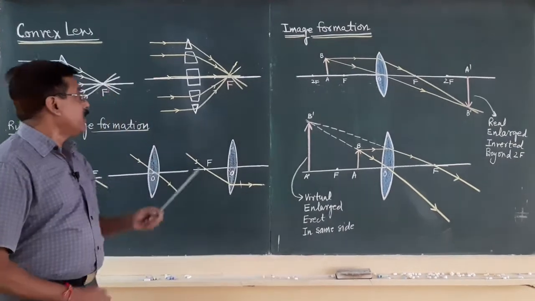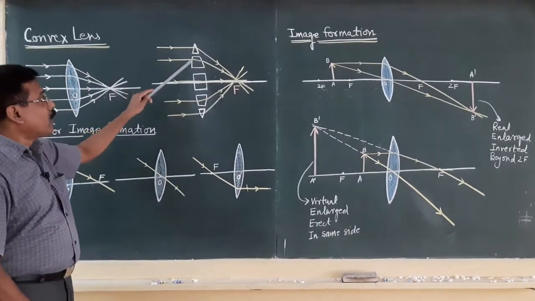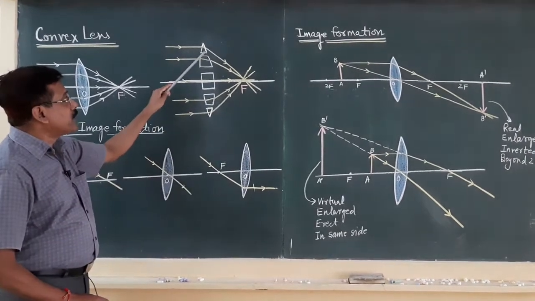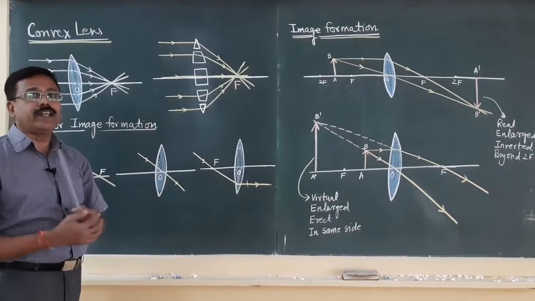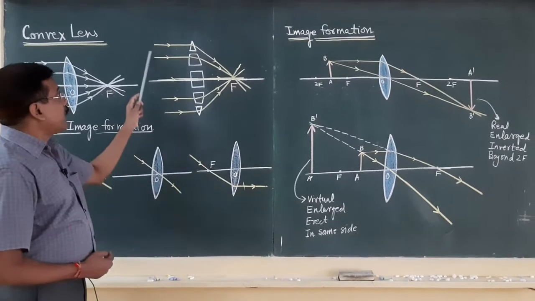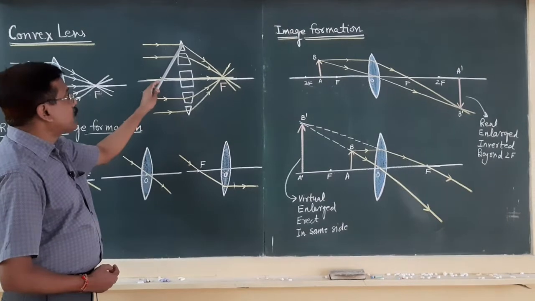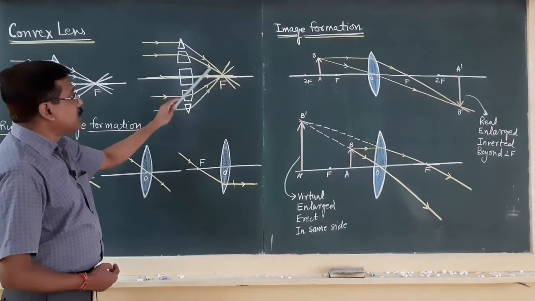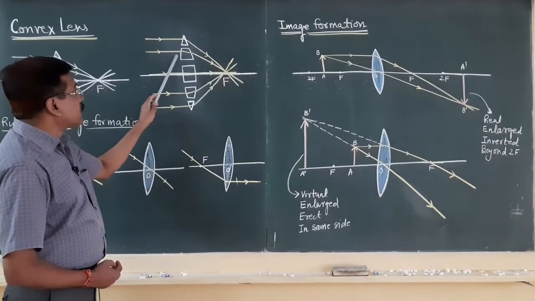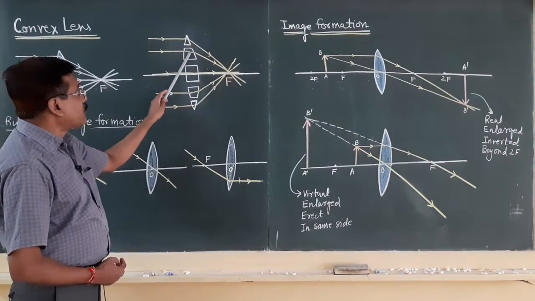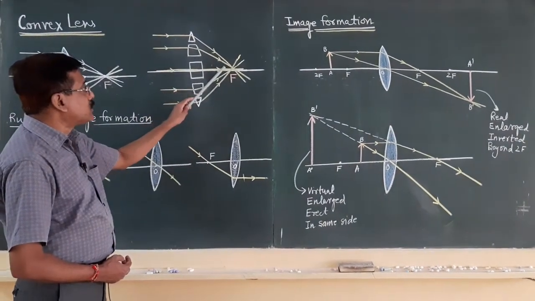If you divide the lens into a number of segments, then you find each segment itself behaves like a tiny prism. So, when the light ray is incident on the first segment, according to the prism action, it is bent towards the base. Similarly, if you consider the second segment, this is the base, this is the vertex. After refraction, it again bends towards the base.